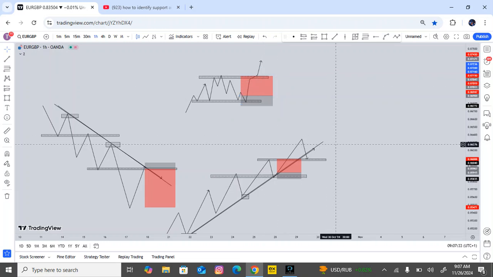So this is how to identify support and resistance, how to identify and draw your trend line, and how to find trading opportunities using technical analysis.